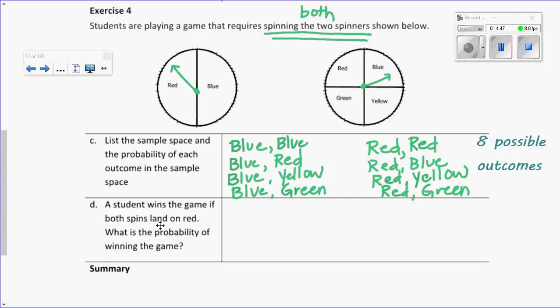A student wins the game if both spins land on red. What is the probability of winning the game? Well, if you notice here, this is the only one, and they're all equally likely, so it's a 1 out of 8 chance.